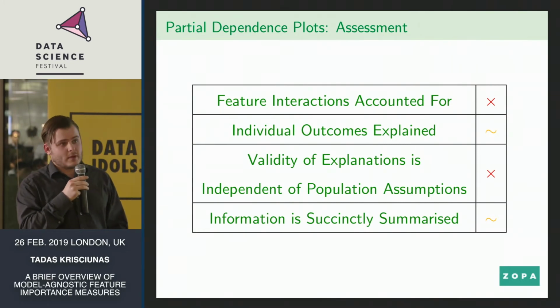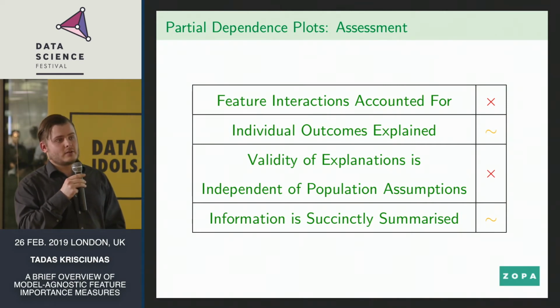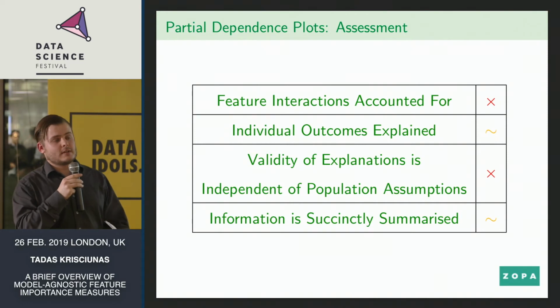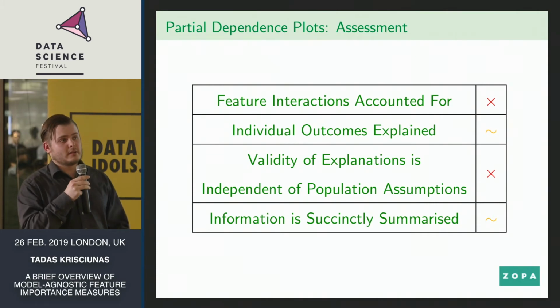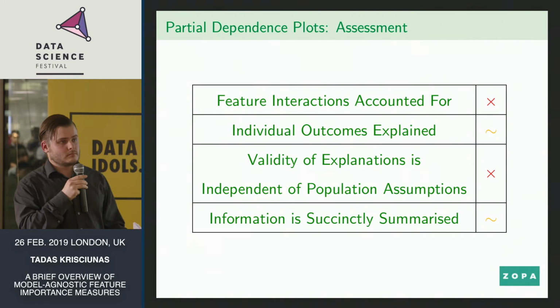And as before, we do depend on our population assumptions. So in the presence of population shifts, because we did sample from the feature space to compute the expected values of the model, our partial dependence plots may no longer be valid.